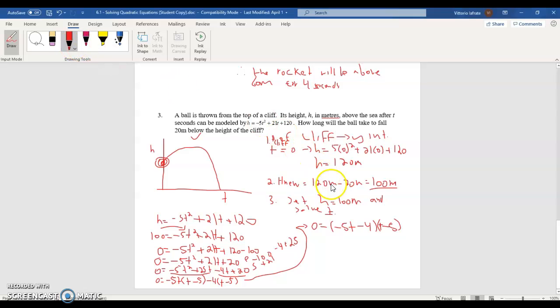This is 6.1, part 3. We're just going to finish question 3 over here. We're almost done. We just had to solve for t. Just to make this a little bit more clean here, some of you may be confused.